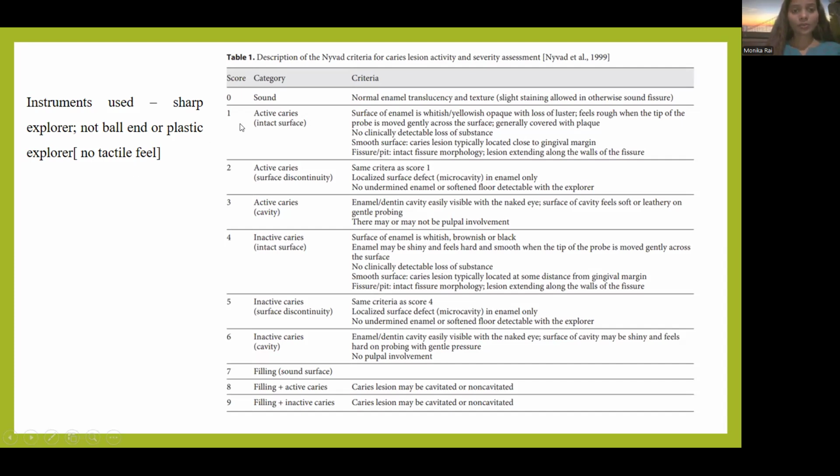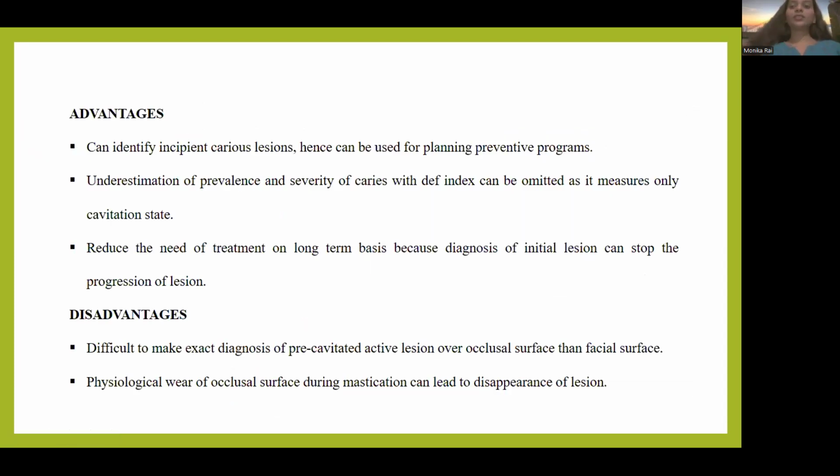So this has 0 sound, normal enamel translucency and texture, 1 active caries, 2 active caries, 3 surface discontinuity. In 3 we have active caries cavity, 4 we have active caries intact surface, 5 we have active caries surface discontinuity, 6 we have active caries cavity, 7 we have filling sound surface, 8 we have filling plus active caries, 9 we have filling plus inactive caries. And these are the criteria for the Nevitt's caries.